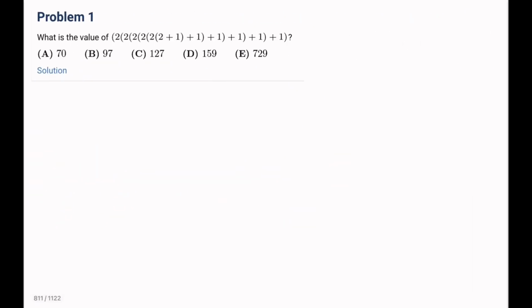So let's get started. First problem: what is the value of this? Let's just do everything step by step. So this is 3. So 3 and 3 times 2, this would be 6. 6 plus 1, that would be 7. 7 times 2, that would be 14. 14 plus 1 would be 15. 15 times 2 is 30. 30 plus 1 is 31. 31 times 2 is 62. 62 plus 1 is 63. 63 times 2 is 126. 126 plus 1 is 127, so the answer is C.